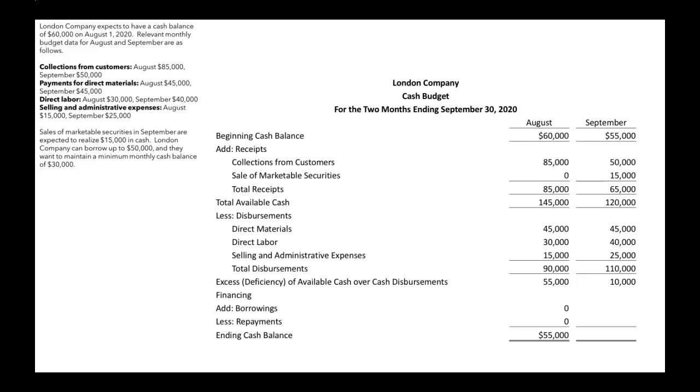only left with 10,000. But the company wants a minimum monthly cash balance of $30,000. So how are they going to go from that 10,000 up to 30,000? This is when they need to borrow that extra $20,000.